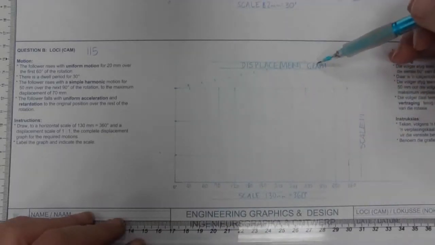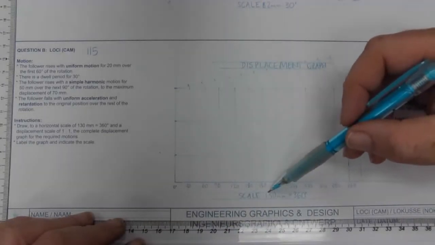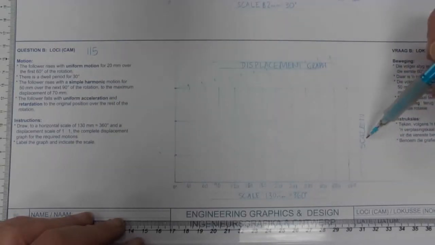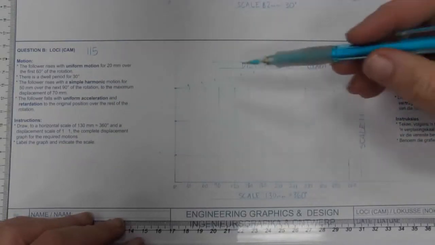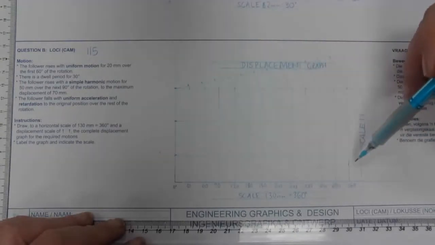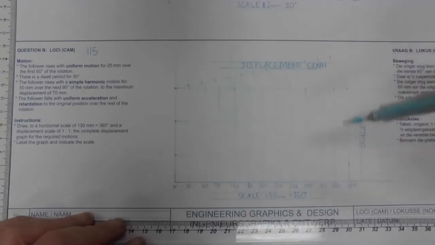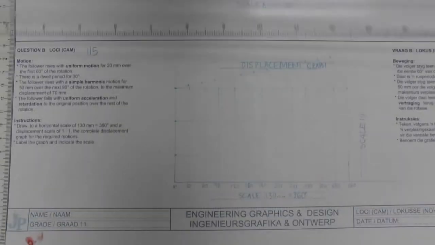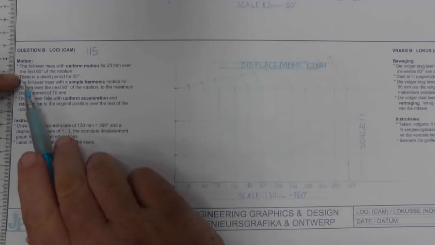I've labeled my displacement graph. I've put in my horizontal scale, so 130 millimeters to the 360 degrees. My vertical scale is 1:1. I've done my line division construction to get my equal splits, and we're probably going to be doing the same for the vertical part for the uniform acceleration and retardation. But let's do what we can so far.